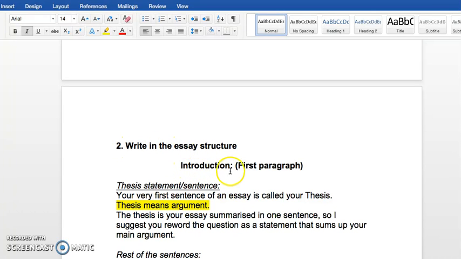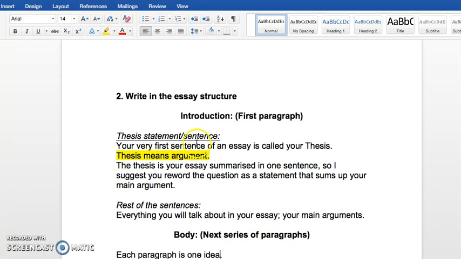So we have our introduction, which is our first paragraph. So it's going to be the first set of sentences that's going to introduce your essay to the marker. Your very first sentence is called a thesis statement, or your thesis statement sentence. Thesis means argument. So at the very beginning, your essay needs to have some sort of argument.